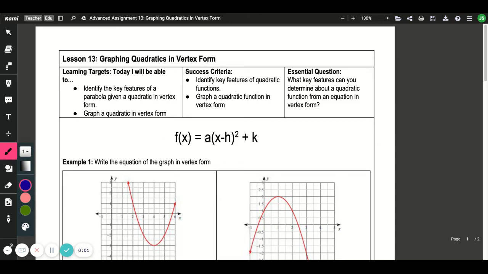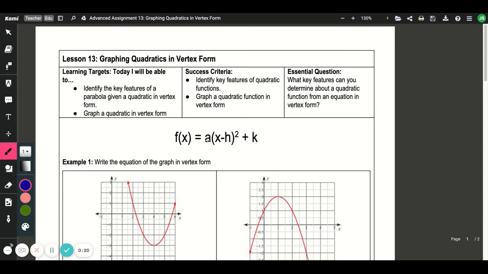All the key features in lesson 12. Now we're actually going to be graphing quadratics that are written in vertex form. So we're still going to identify key features, but now we also need to put those key features onto a graph. So I put the vertex form here for you just as a reminder.